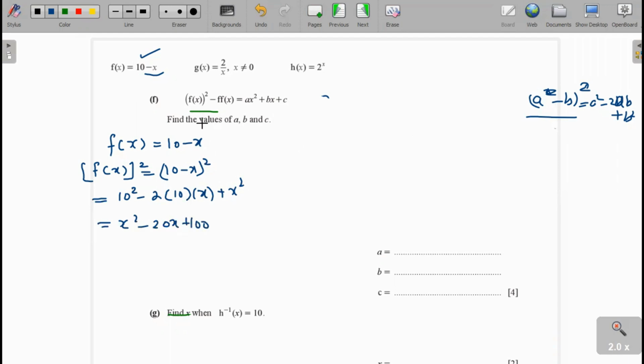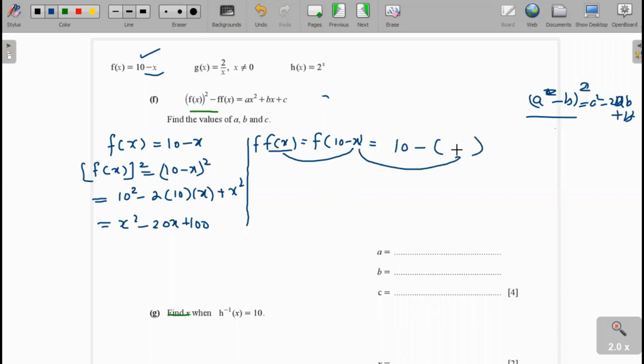And the second value is f of x. We find the f of x. Now you see here that f of x is 10 minus x. We replace f of x by 10 minus x, and that is equal to 10 minus x. Now that value becomes 10 minus 10, minus 20 plus x, and that is equal to x.